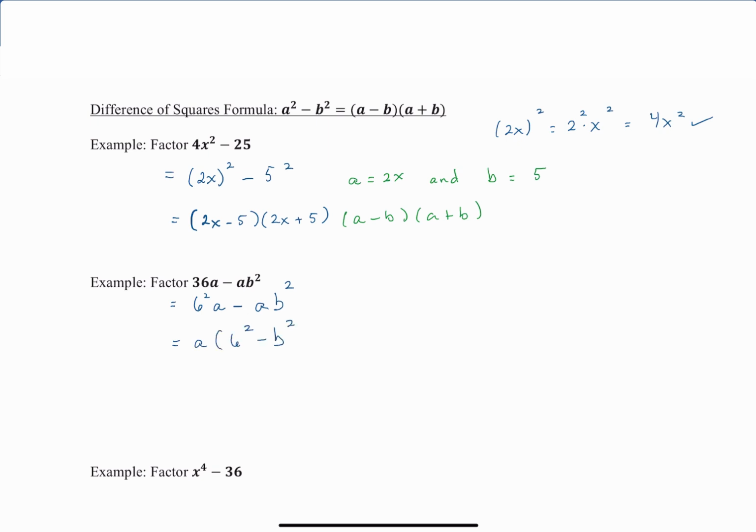Now, in the parentheses, we have a perfect difference of squares. I've got something squared minus something else squared. So that's going to factor as 6 minus b times 6 plus b.